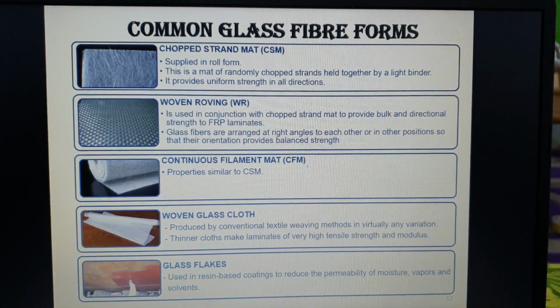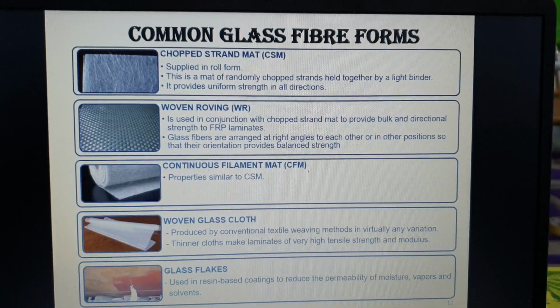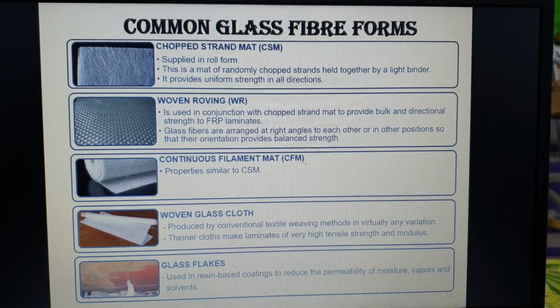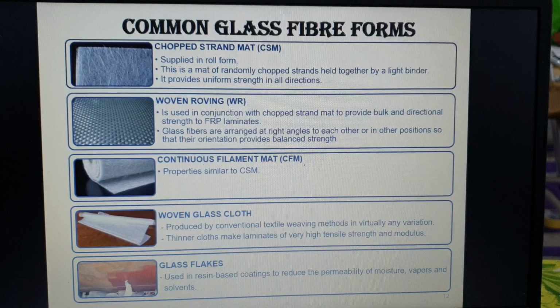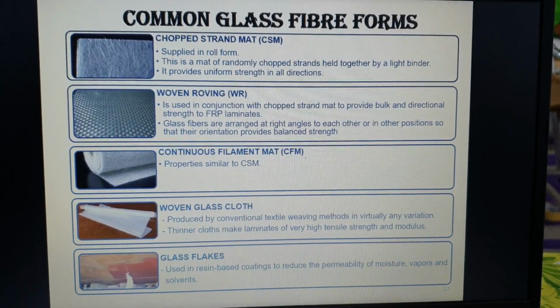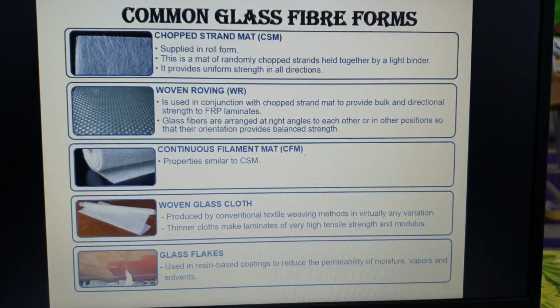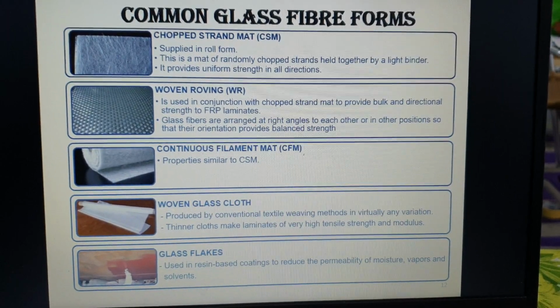So this is another example of common glass fiber forms. We have chopped strand mat, woven roving, continuous filament mat, woven glass cloths, and glass flakes.